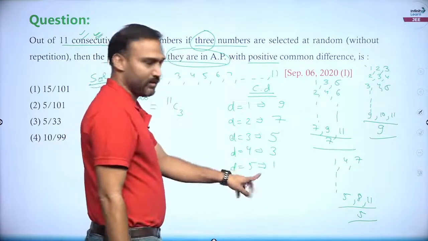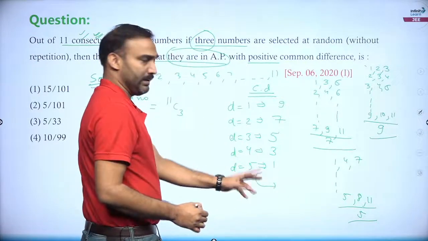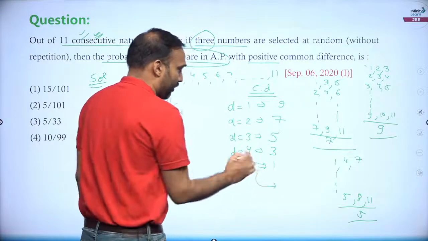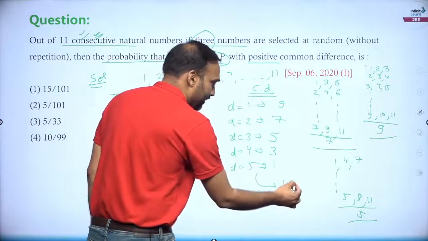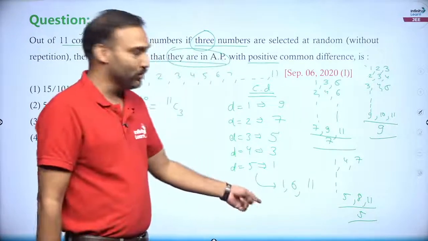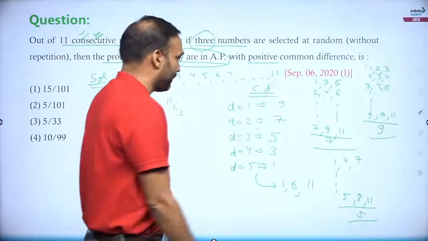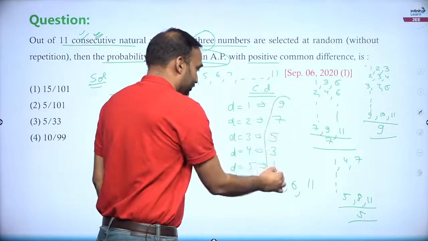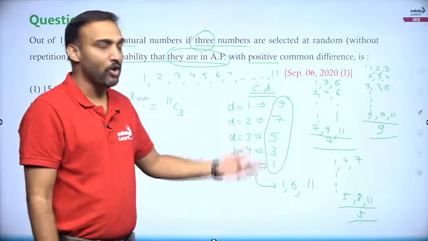Let us just check, right? D is equal to 5. Just to cross check that what we did here is correct or not. So if the common difference is 5, I'll get only 1 AP. Let's see, 1, common difference 5, 6, 11. If I start with 2, then 2, 7, 12. 12 is not available. So I know there is only one possibility. So these are the different 3 numbers which are in AP with different common differences.